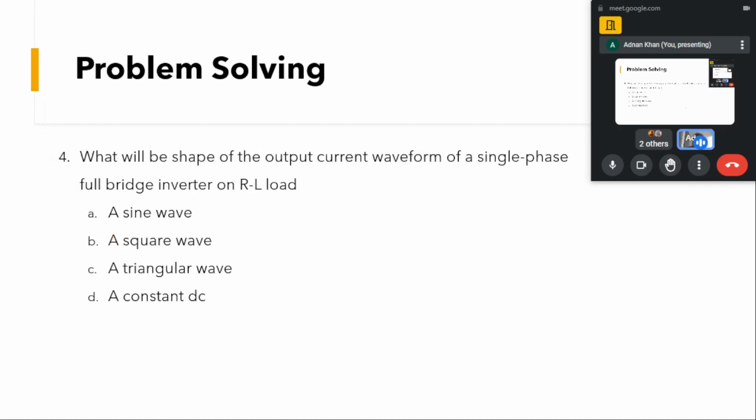The next question is, what will be the shape of the output current waveform of a single phase full bridge inverter on RL load? We have a sine wave, a square wave, a triangular wave, a constant DC. Can anyone answer? Any guesses?